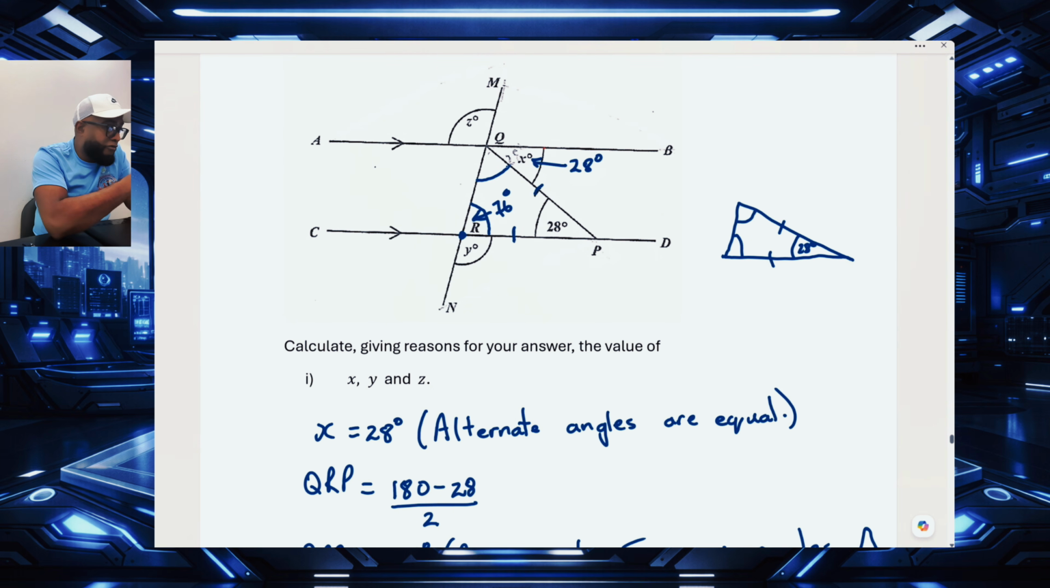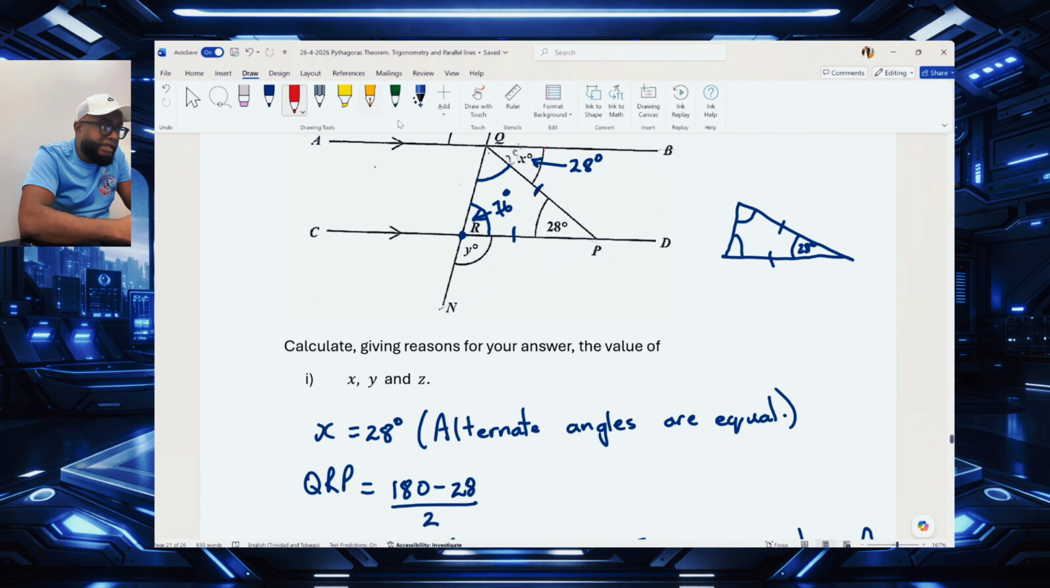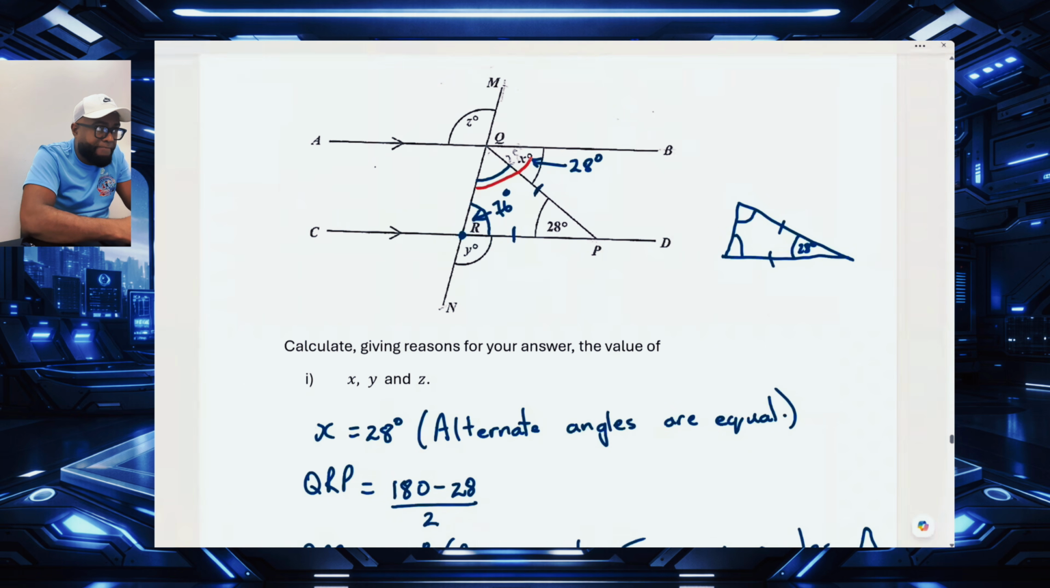So give me the reason. What's the reason, Brendan? What's the reason, Nekosi? Corresponding angle. Very good, Nekosi. So what Nekosi did is he added these two angles here, the 28 and the 76. Remember, here's 76 also. And this red angle here, this whole thing, would be corresponding to this Y angle here.